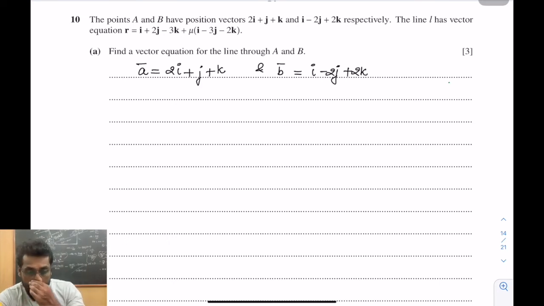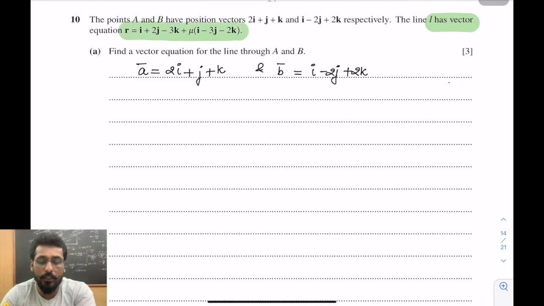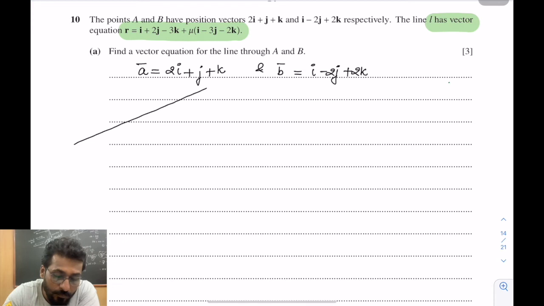So I have A bar and B bar. The line L has a vector equation, so and so. So there is a line L whose vector equation is given to us. I'll just shade it. The first question asked is: find a vector equation for the line passing through points A and B. So I want to find the vector equation of a line passing through the points A and B.